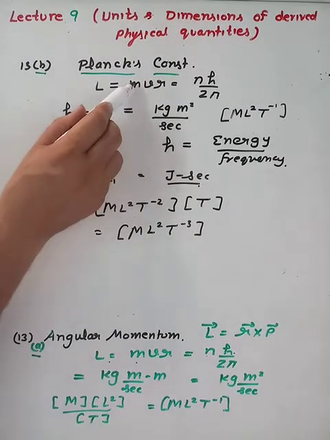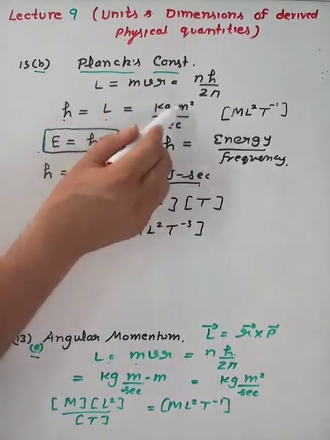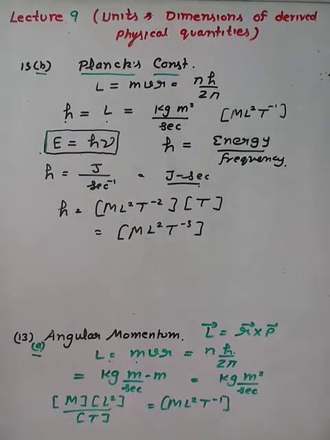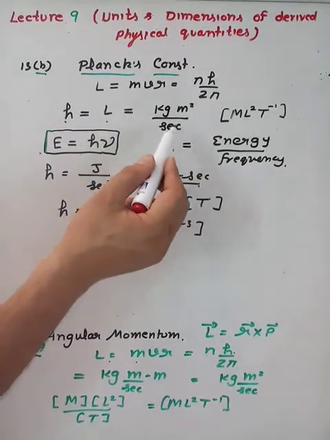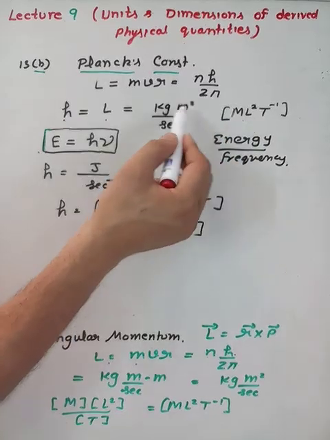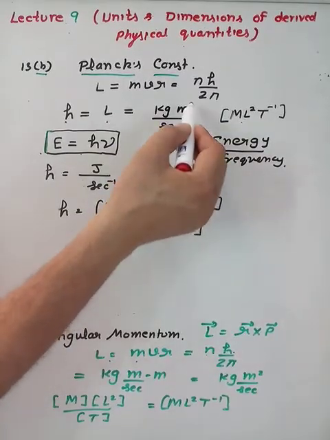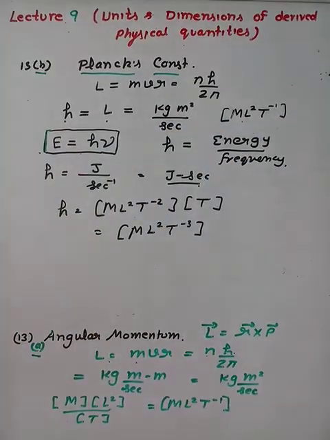Now what is L? m is kg, velocity is meter per second, r is meter. If we put the dimension, kg is M, meter square is L2, second when taken to numerator is T minus 1.